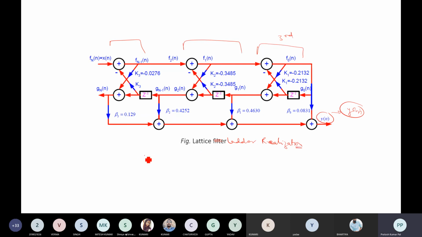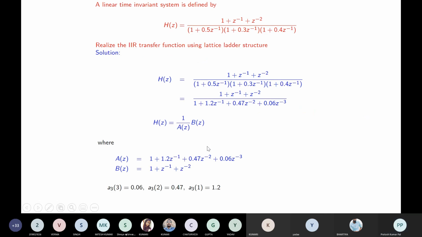So this is all about the realization of filters in lattice and ladder realizations. Okay, so there are some other questions. I think this may be the last question.